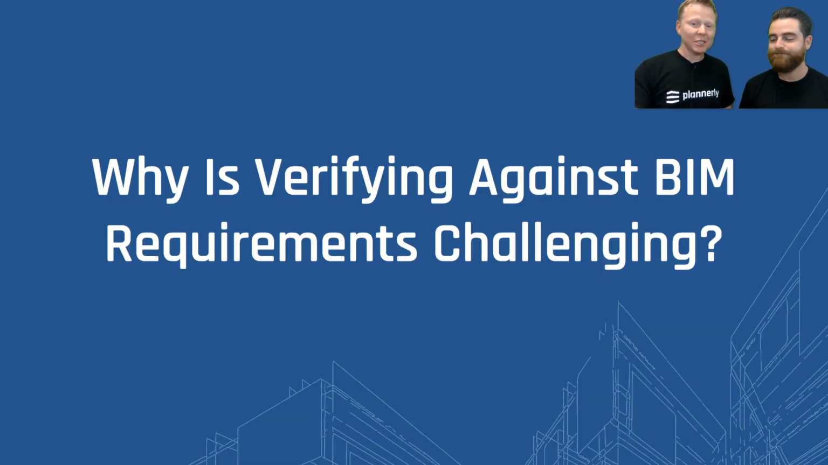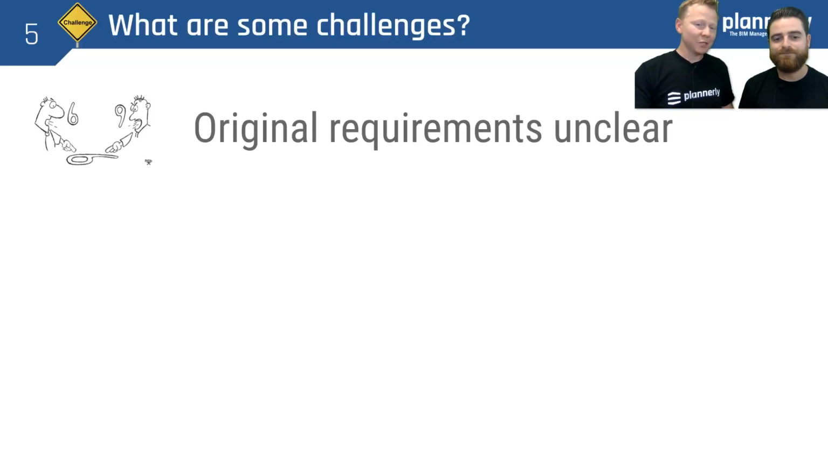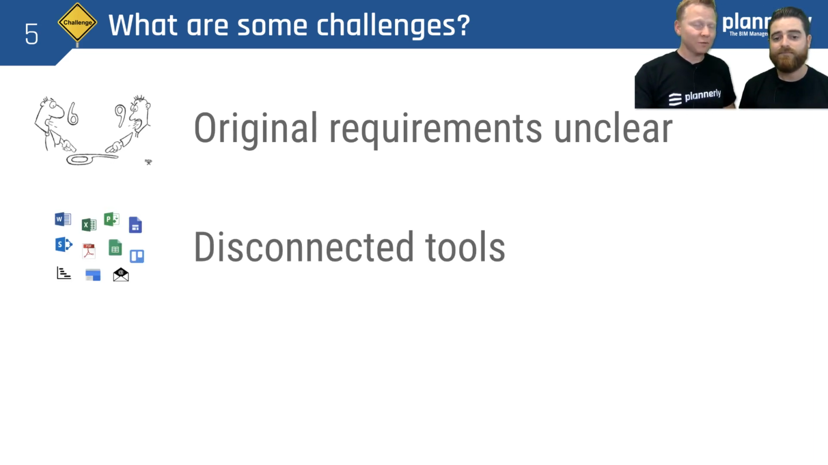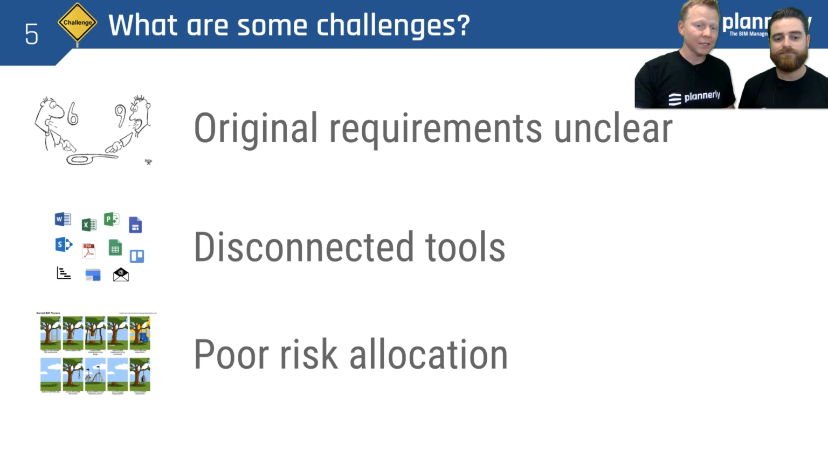But again, why is this a challenge? Why is verifying against those requirements sometimes a big challenge? The original requirements are unclear a lot of the time. In this example, is it a 6 or is it a 9? We use lots of disconnected tools, and those don't make it easy for us to bring that data together and check things. And then understanding contracts and how that allocation of risk is assigned is a big, big challenge when somebody is not on the hook for something that is part of their requirements from a BIM perspective.